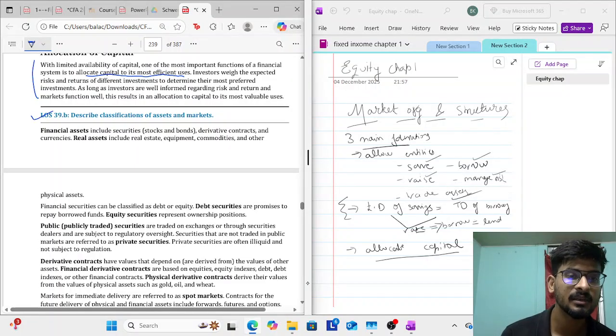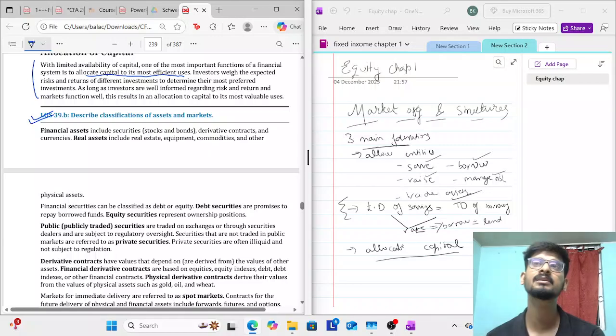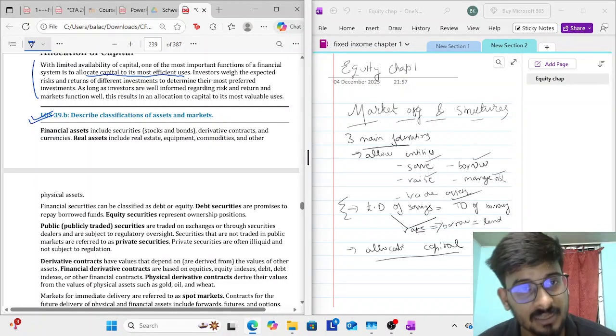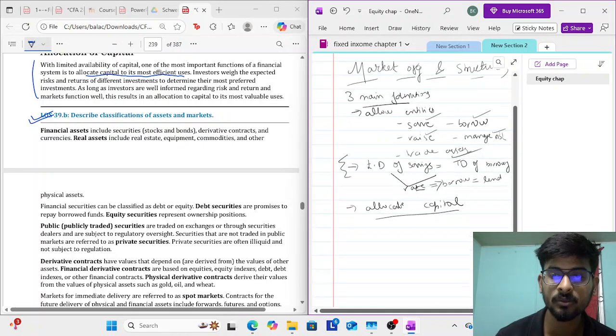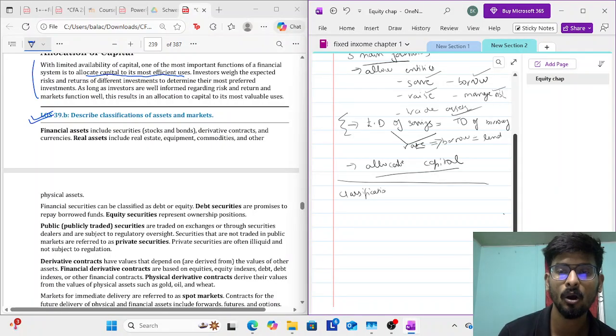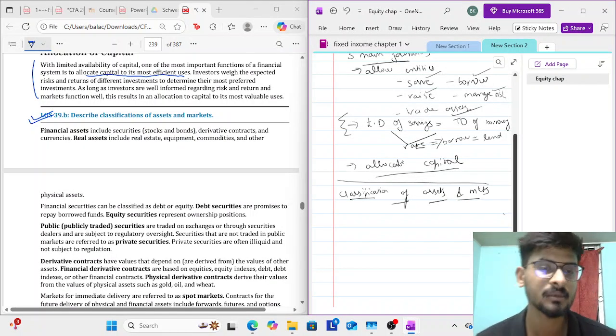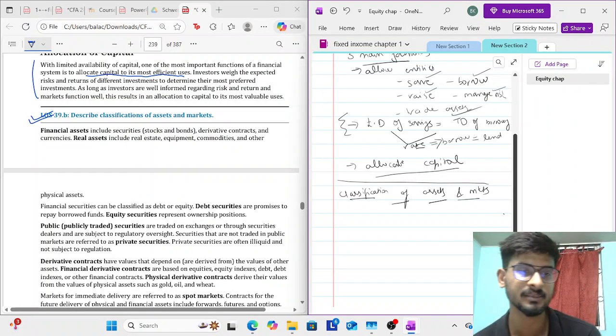Now second is describe classification of assets and markets. Now let's go into what are the classifications of assets and what are the classifications of markets. So another main topic, classification of assets and markets. Okay, now financial assets include securities, stocks and bonds, derivative contracts and currencies.